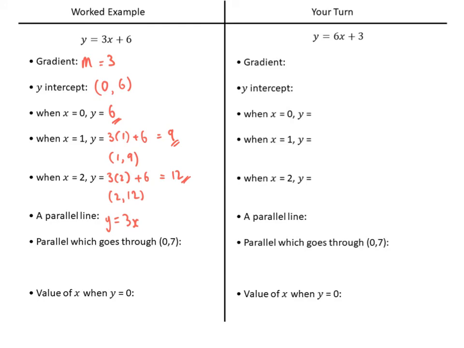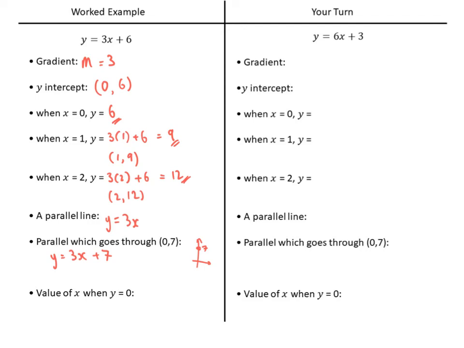Parallel, which goes through 0, 7. So it's a parallel line, so my gradient is still 3. The coefficient of x has to be 3. 0, 7, again this is a y-intercept here, because the point 0, 7 is along 0 up 7 on our y-axis. So that means the equation of this line will be y equals 3x plus 7.